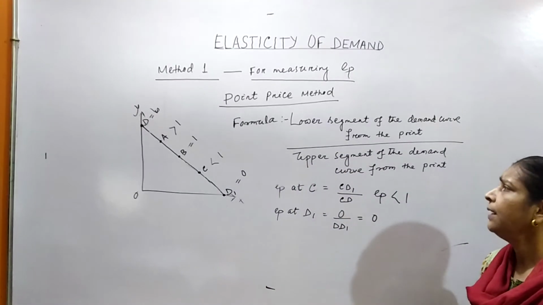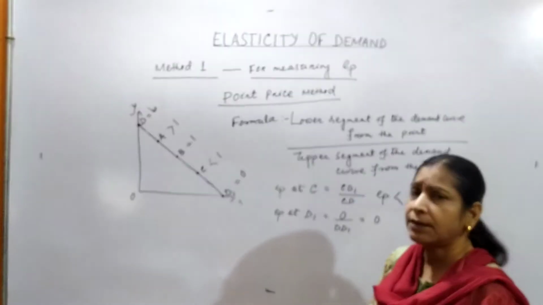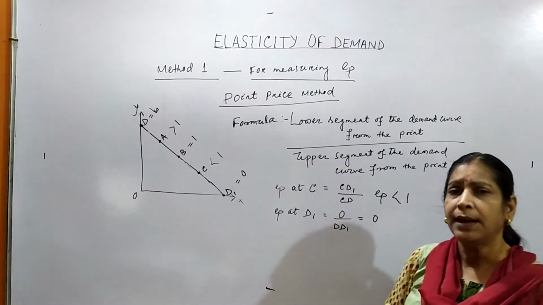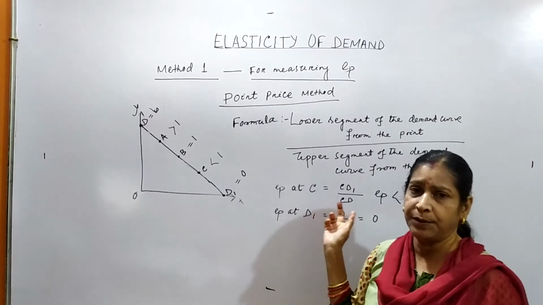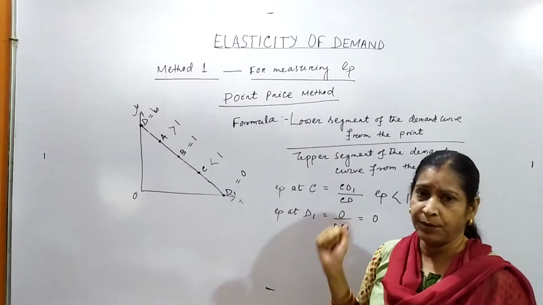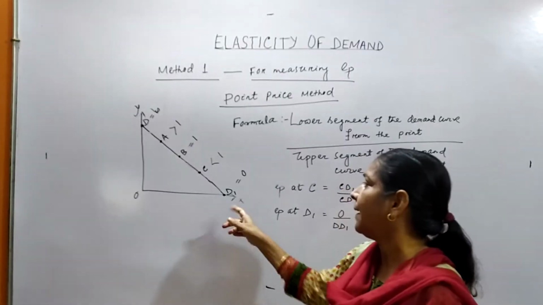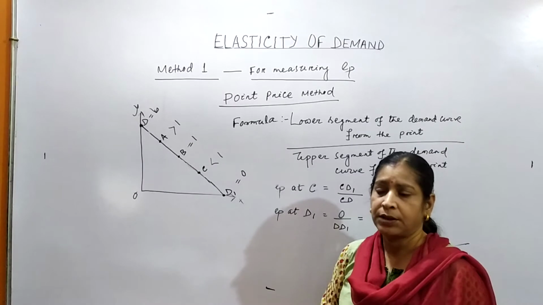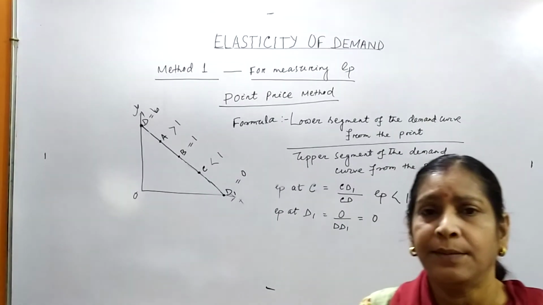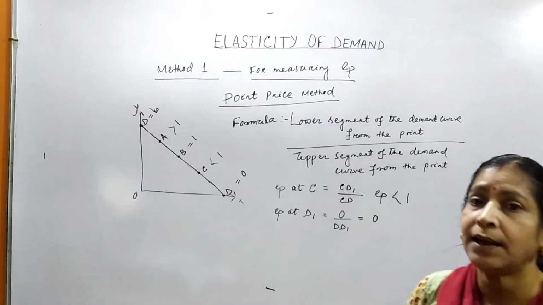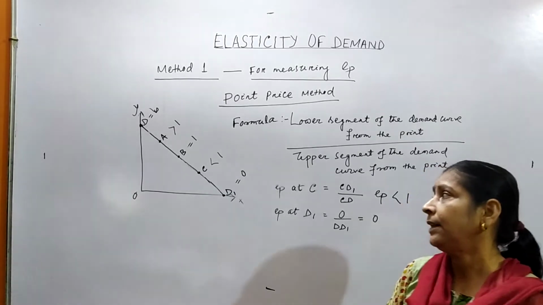So friends, you see how we can calculate the value of EP at different points on a straight line downward sloping demand curve. By applying this formula, you can derive the value of EP on each and every point of a linear demand curve. Suppose this is the case of a linear demand curve. Suppose in your exam there comes a non-linear demand curve. In the case of a non-linear demand curve, how will we calculate the value of EP at a particular point?